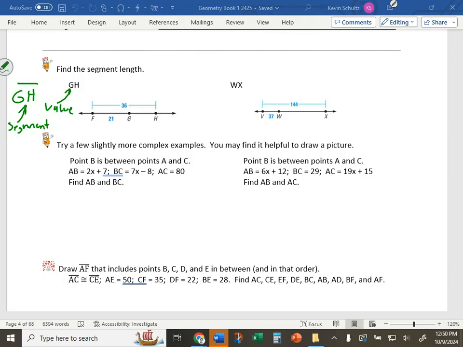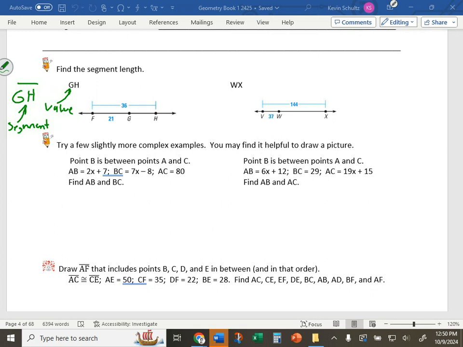Notice how this 21 is kind of in the middle of it? That's how you know it's talking about F to G. It'll be in the center, or as close to the center as you can make it. Okay? This 36, notice how it's in the middle of F and H. It's also got kind of those brackets there. That's how you know it's talking about from F to H.